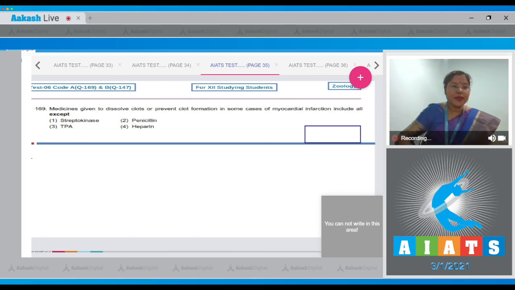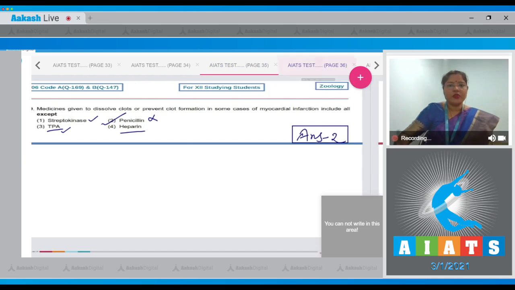Question number 169. Medicines given to dissolve clots or prevent clot formation in some cases of myocardial infarction include all except. The options given are streptokinase, penicillin, TPA and heparin. Streptokinase is a clot buster. Penicillin is an antibiotic. So it does not dissolve clots. TPA, tissue plasminogen activator, is also a clot buster. Heparin is an anticoagulant. It prevents clotting of blood. So the correct answer to this question is option number 2. Let's move on to the next question.